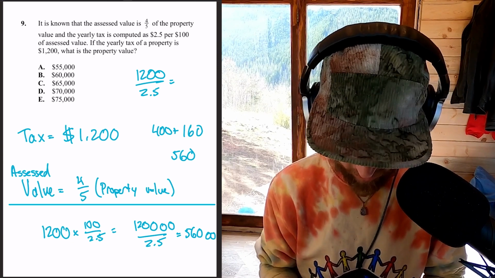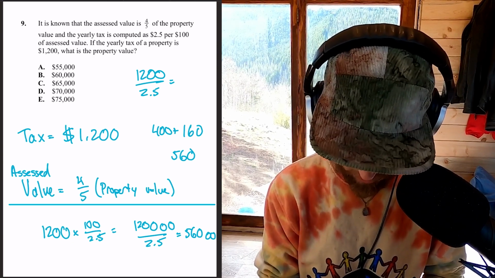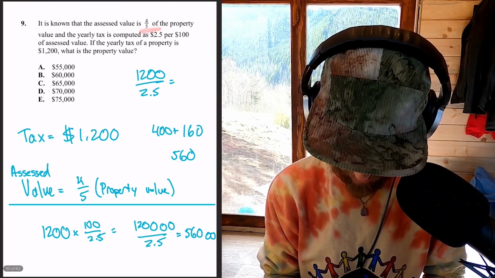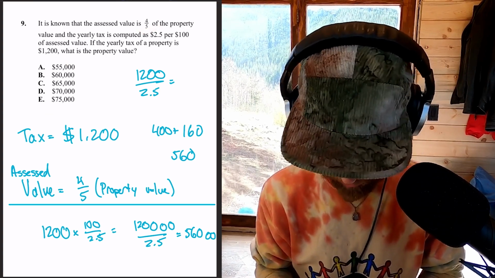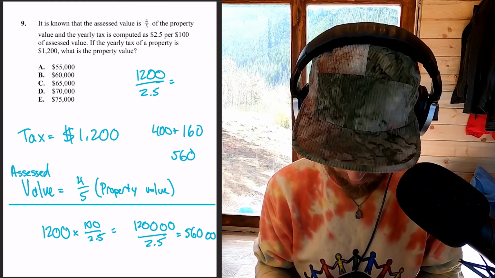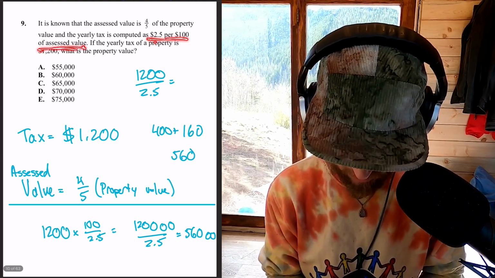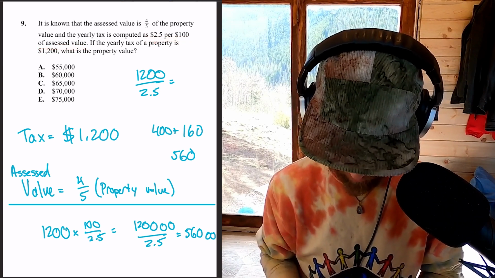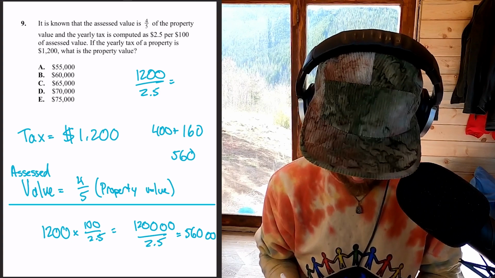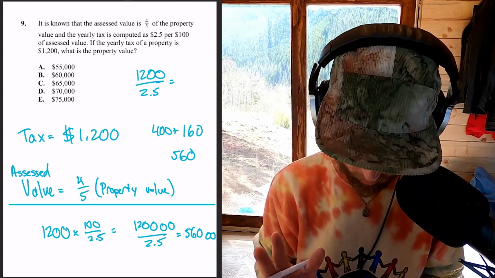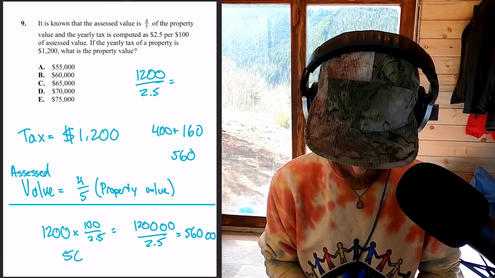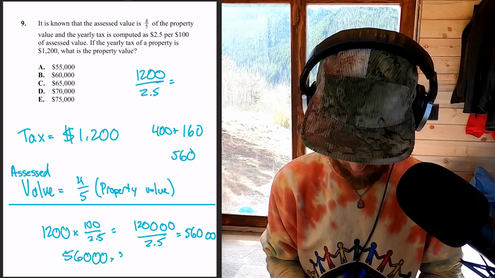So 56,000, but that's not an answer, but that's okay because 56,000 is not actually the correct answer. 56,000 is proportional to the property value. So it is known as the assessed value is 4/5 of the property value. And this is based on the assessed value. So I'm going to take this number and multiply it by 5/4 because our actual value is more than the assessed value. So 56,000 times 5/4.